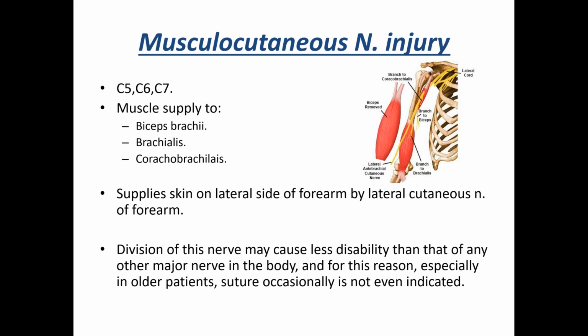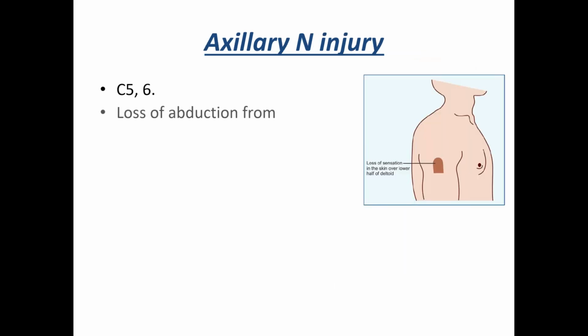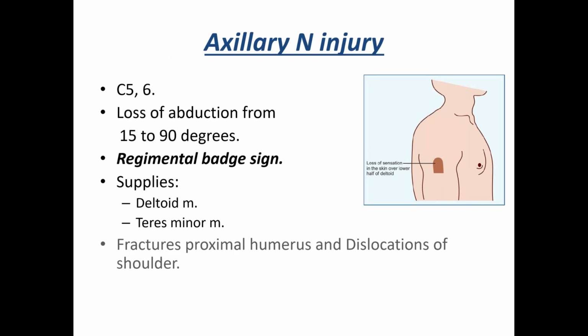The next is the axillary nerve injury. Axillary nerve is a branch from the posterior cord of the brachial plexus, and it turns around the surgical neck of the humerus and supplies two important muscles, the deltoid muscle and the teres minor, and supplies the skin overlying the insertion of the deltoid.